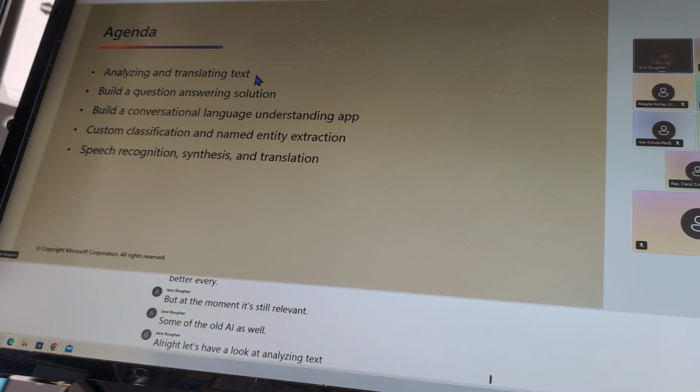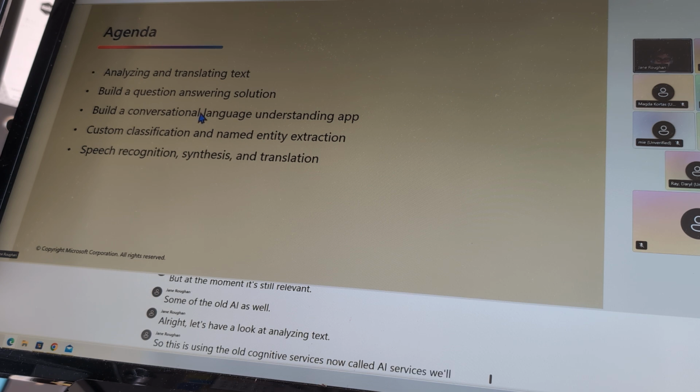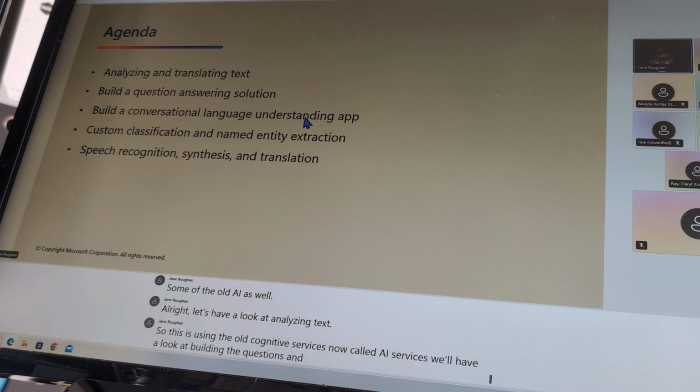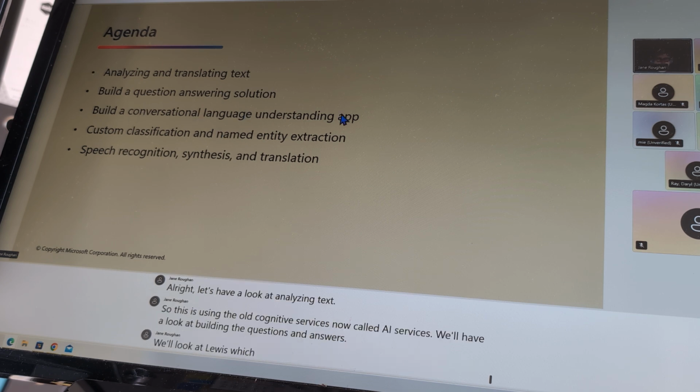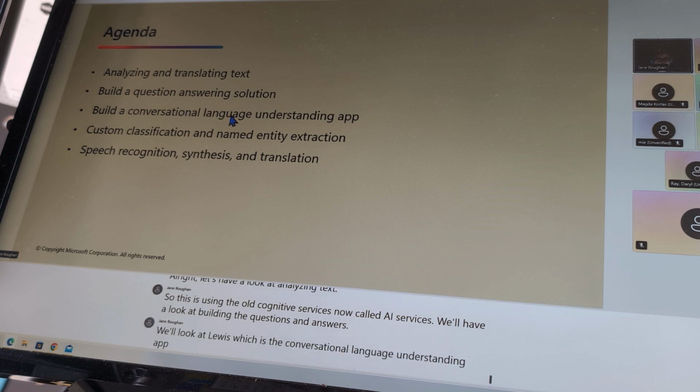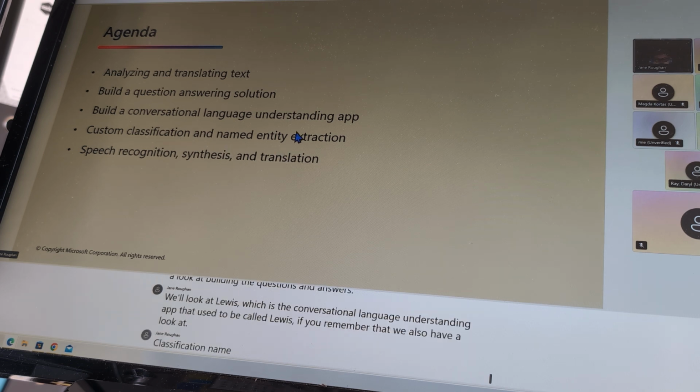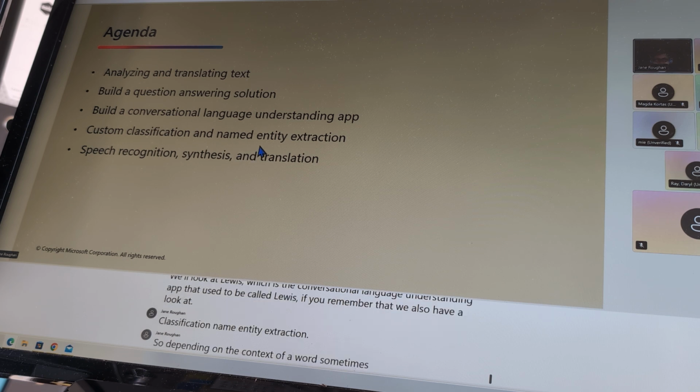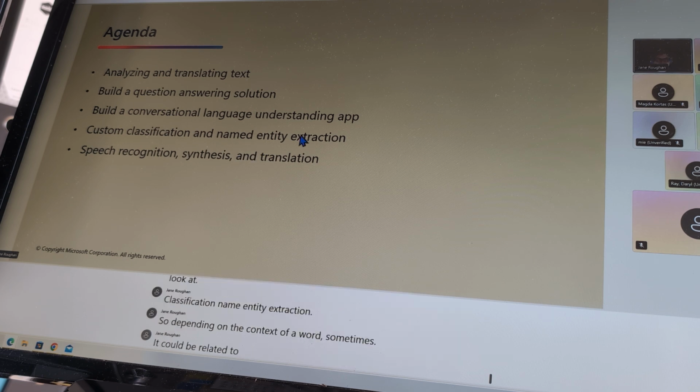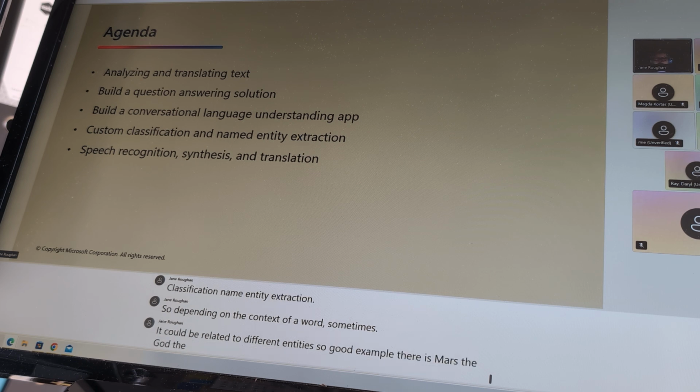All right, let's have a look at analysing text. So this is using the old cognitive services, now called AI services. We'll have a look at building the questions and answers. We'll look at Lewis, which is the conversational language understanding app. That used to be called Lewis, if you remember that. We'll also have a look at classification and named entity extraction. So depending on the context of a word, sometimes it could be related to a different entity. A good example there is Mars, the god, the chocolate bar, or the planet. So there's a few different options there.